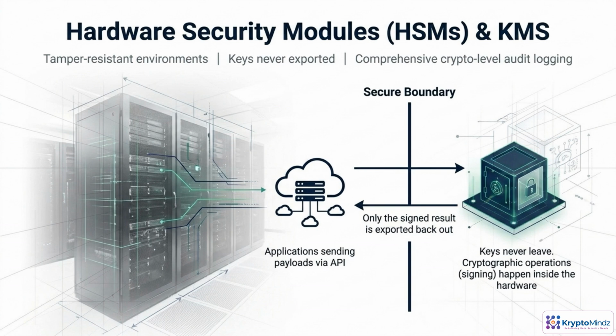Hardware security modules and cloud KMS act as your trust anchors. The core idea is simple: keys live and die inside a hardened appliance and never cross the boundary. Your applications send data or hashes over an API. The HSM performs encryption or signing internally, and only the result comes back. Because keys are never exported, you get strong resistance to key theft plus tamper-evident, crypto-level audit logs that regulators and security teams can rely on.